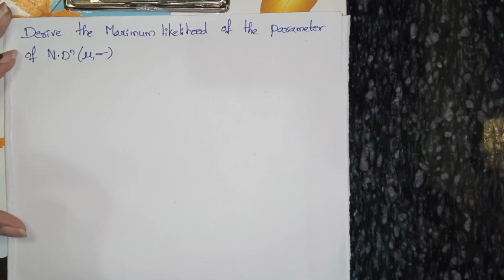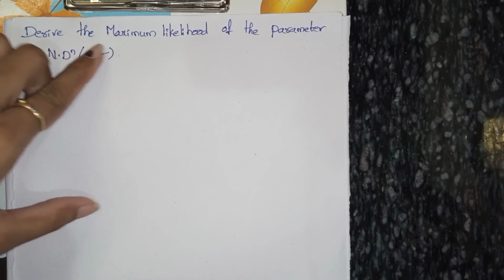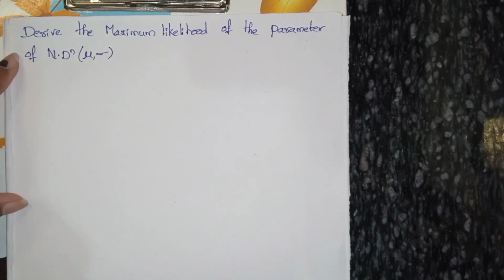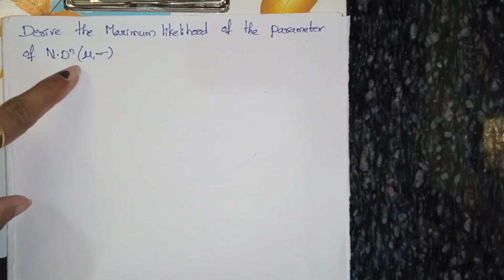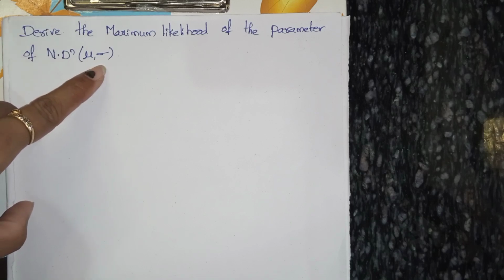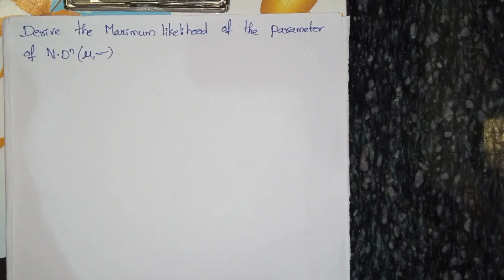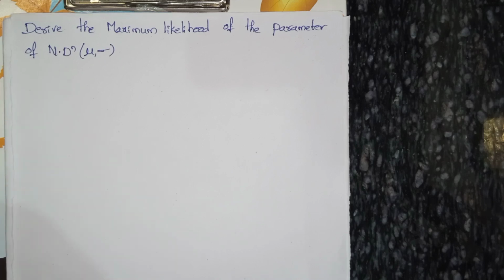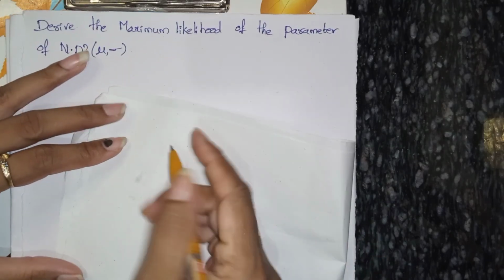So again I came with one more theorem. Derive the maximum likelihood of the parameters of a normal distribution with mean mu and standard deviation sigma. That means what we have to do is, by taking the normal distribution formula, we have to prove the mu and sigma formulas. What is the formula for normal distribution?